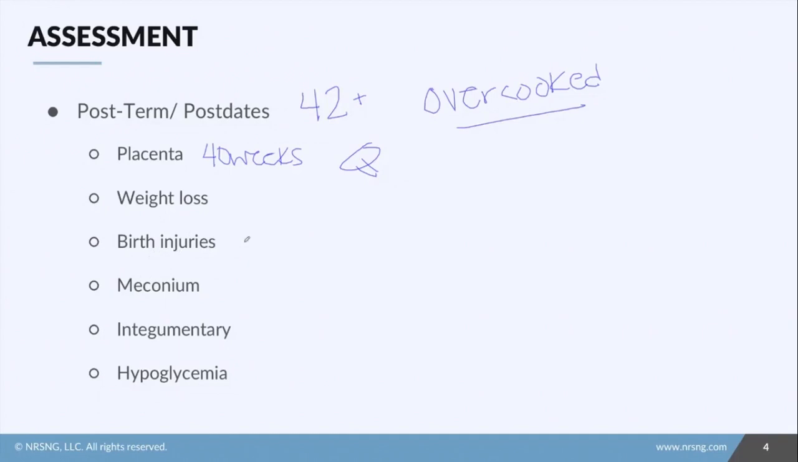Birth injuries, because typically they're bigger, right? So they get those broken clavicles, shoulder dystocia at delivery because they're bigger.